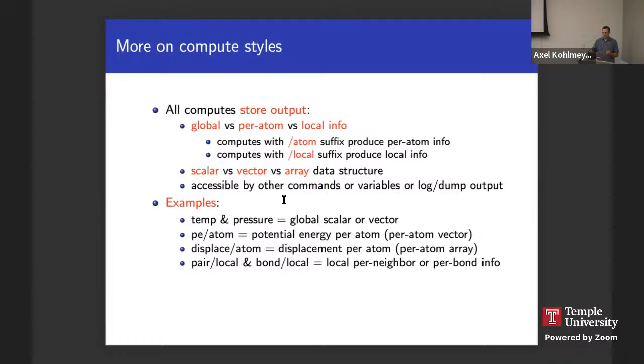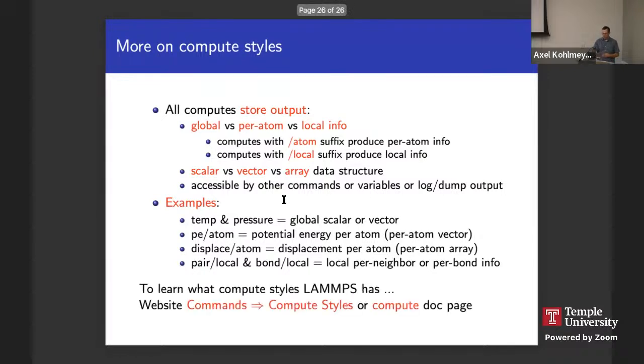The potential energy of each atom is a per atom vector, so you could use that in a dump file. Displace/atom is the displacement. That's also a per atom array, so each atom would have an XYZ displacement. And then there's also local, bond/local, or local per neighbor or per bond info. And again, go to the doc page, look at commands, find the compute styles, and then find that specific doc page for the compute that you're interested in. So that's all I have. So it's me again.